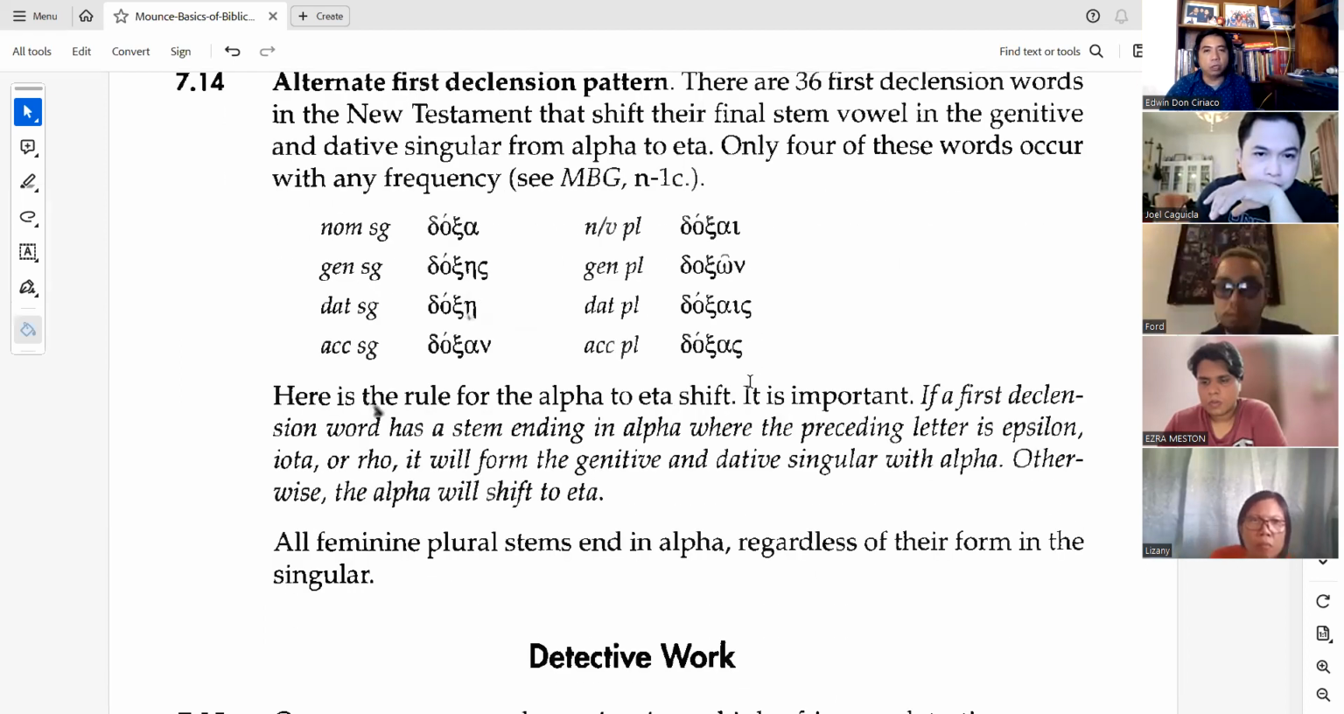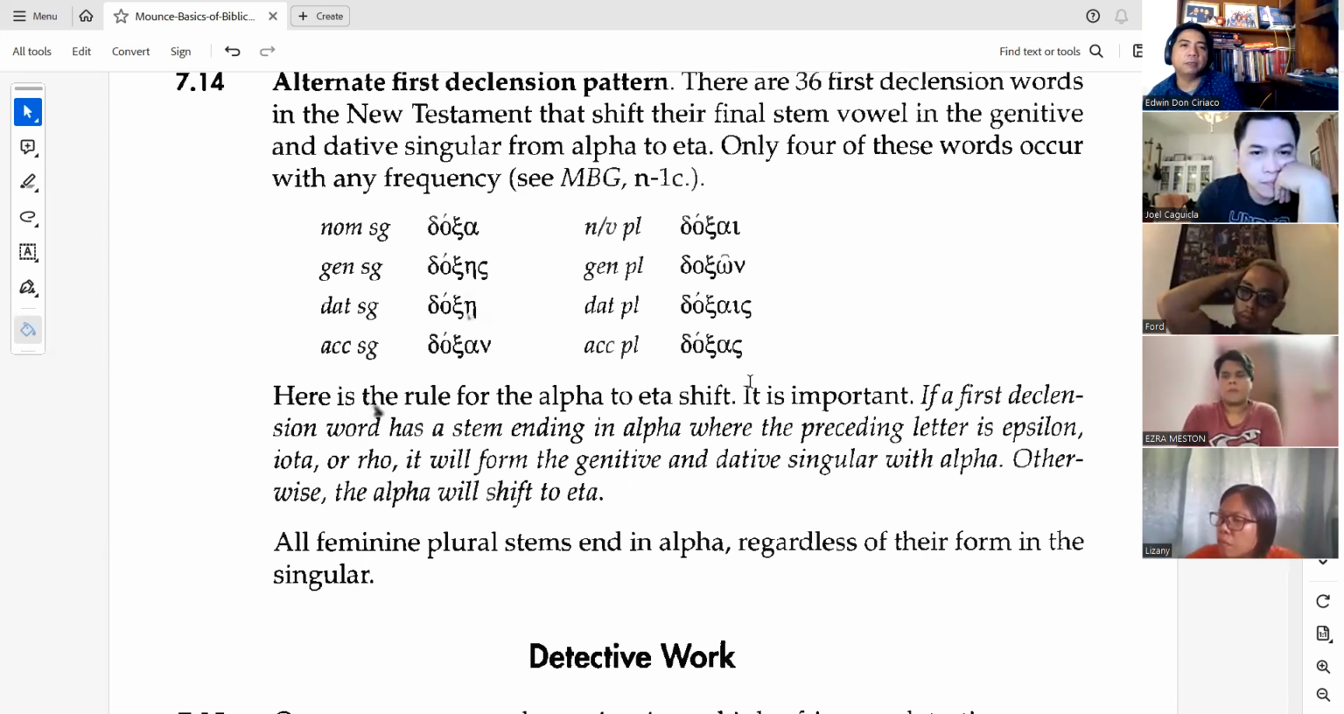So this is now about doxa, glory, which is feminine singular. So doxa, doxes, doxe with the iota subscript, and then doxan.